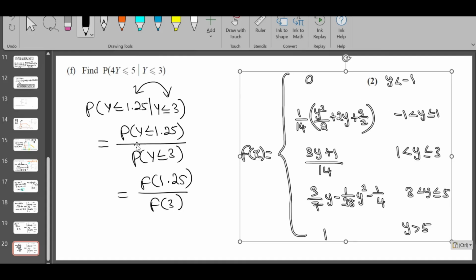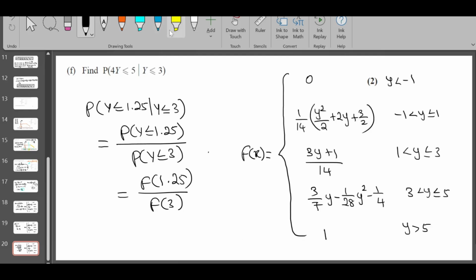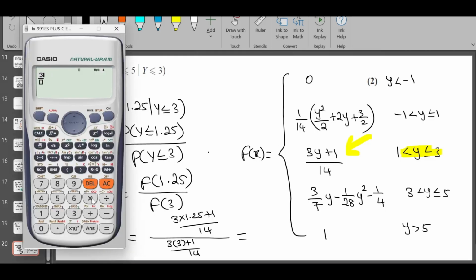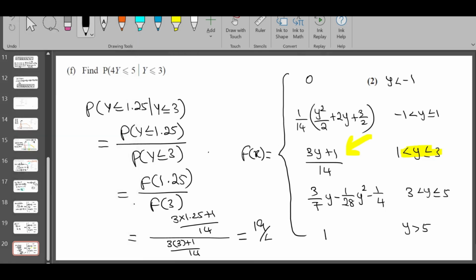So I'm going to put the function here again. 1.25 lies in this interval, so you need to take this. For 3 also you need to take the same thing. So the denominator will be 3 times, replace y by 3. Here replace y by 1.25. That's the answer. 14 can be cancelled. So we will get 3 times 1.25 plus 1 divided by 10. 19 over 40 is the answer. That's all.